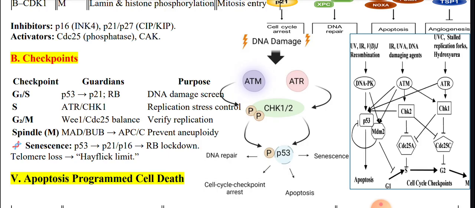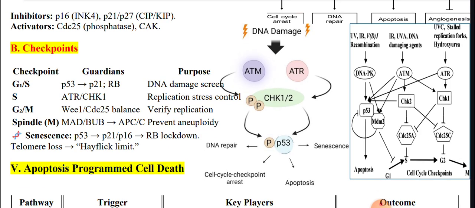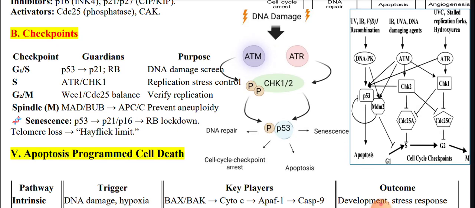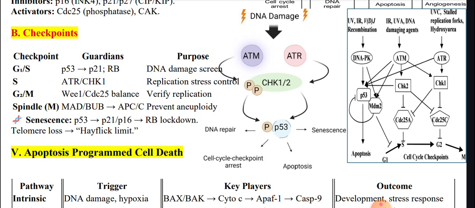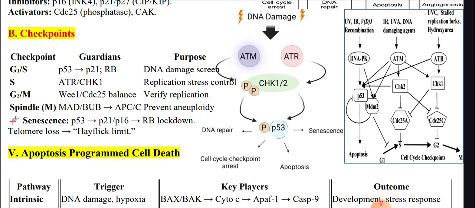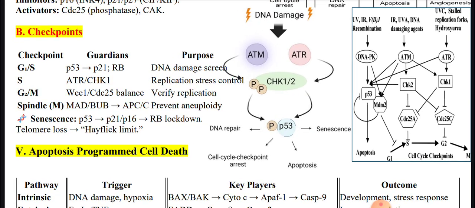If even one chromosome is lagging or incorrectly attached, proteins like MAD and BUB send a wait signal, inhibiting a complex called the anaphase-promoting complex/cyclosome, APC/C. Why inhibit the APC/C? Because the APC/C is responsible for triggering the separation of chromatids and the exit from mitosis. By inhibiting it, the SAC prevents the cell from dividing until all chromosomes are perfectly aligned.